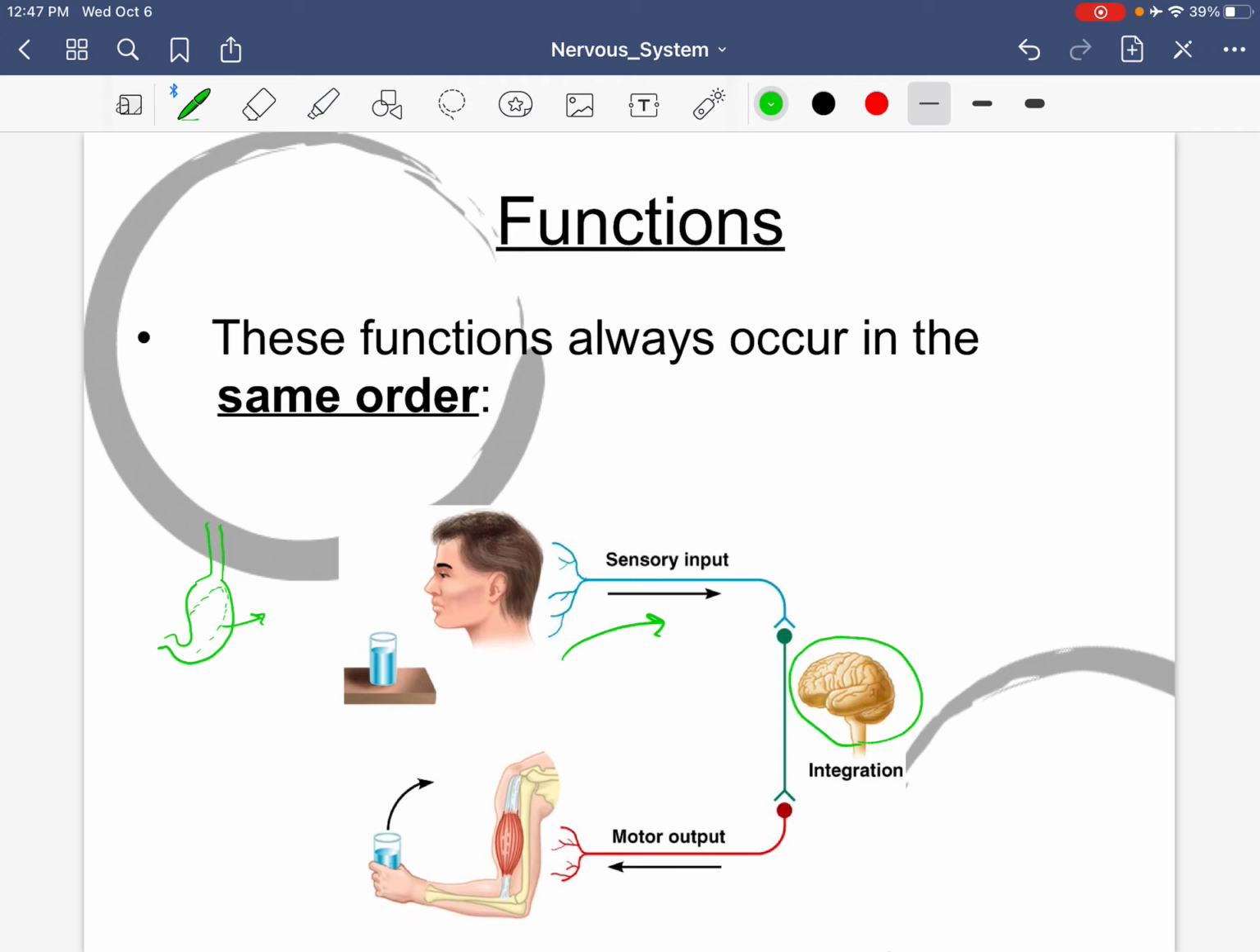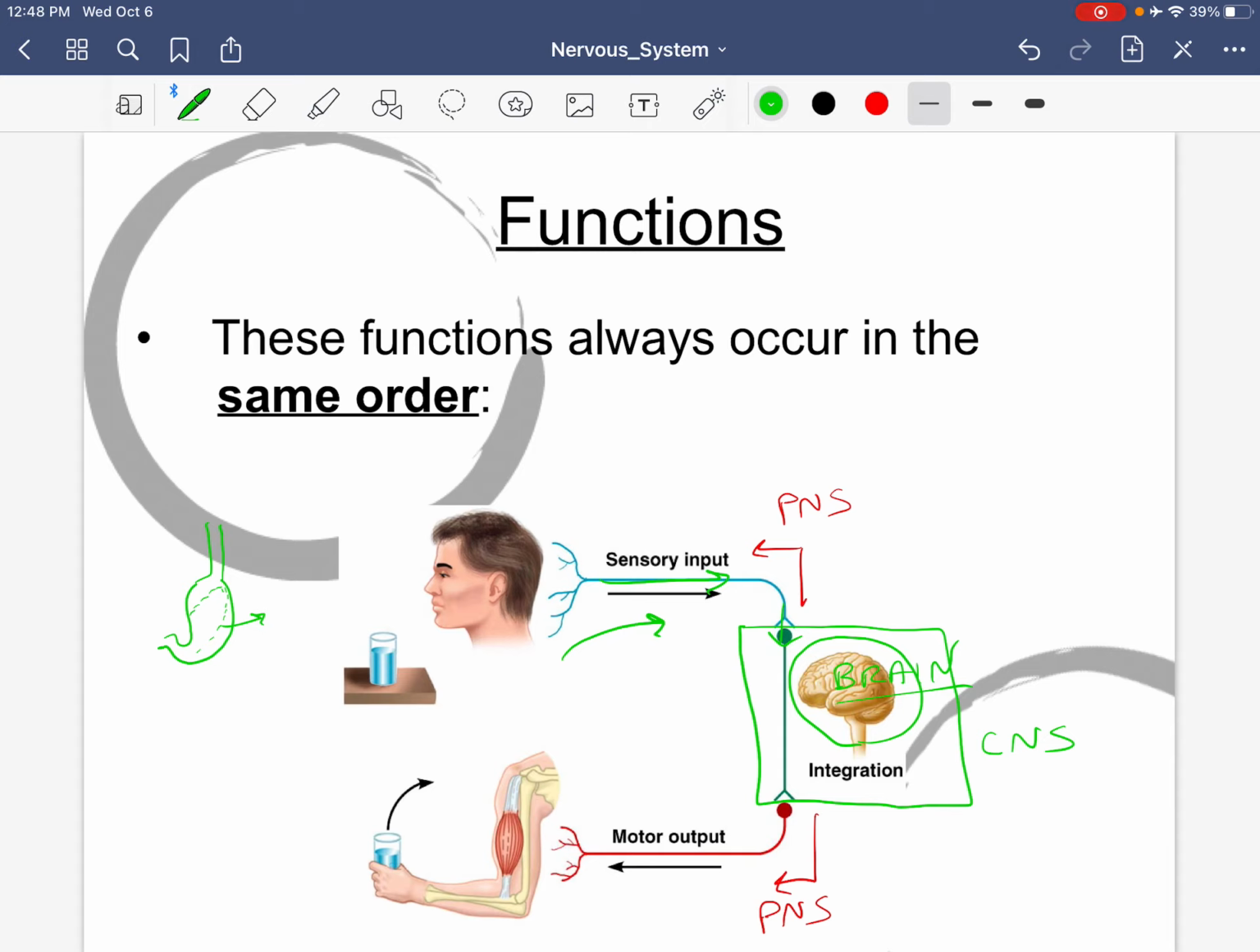So all the sensory input is going to be coming into the brain via the spinal cord. If we were going to break this down, this is the CNS, and then these two parts are the peripheral nervous system, and this is how they work together. It's a negative feedback loop. There's always sensory input from your eyes, ears, from your organs, traveling along peripheral nerves to your spinal cord, to your brain.